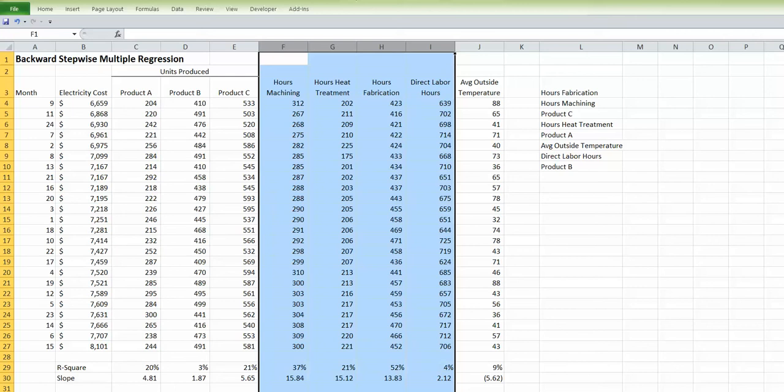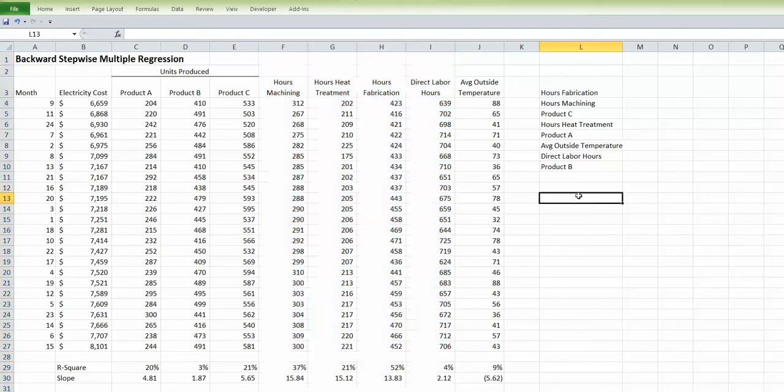Let's begin our backward stepwise method. In our backward stepwise method, our first regression model includes all of our independent variables. So in that case, it will include all 3 products, our machine hours, heat treatment, fabrication, direct labor hours, and our outside air temperature. Let's go ahead and run that regression model.